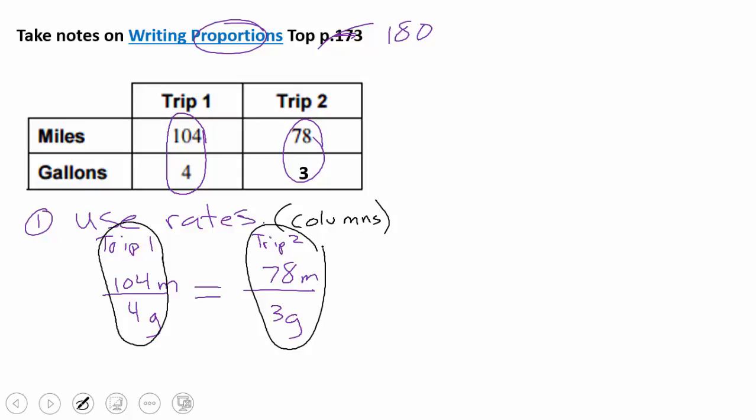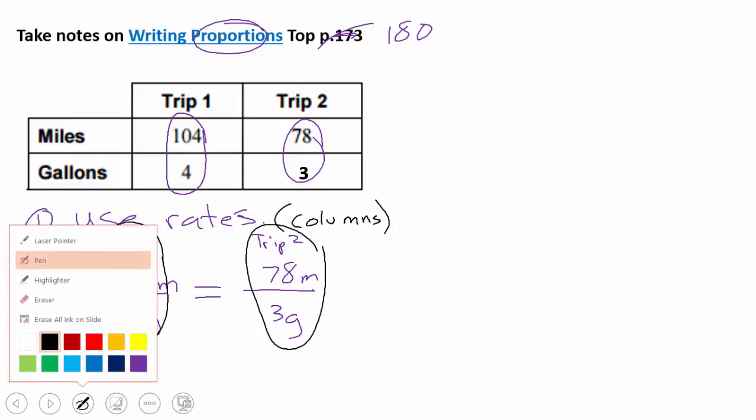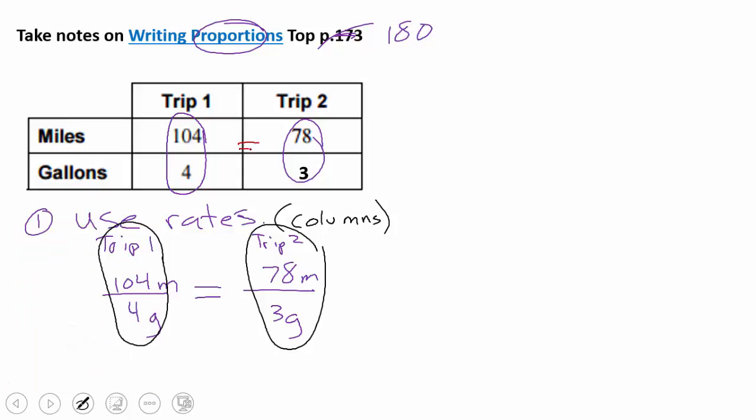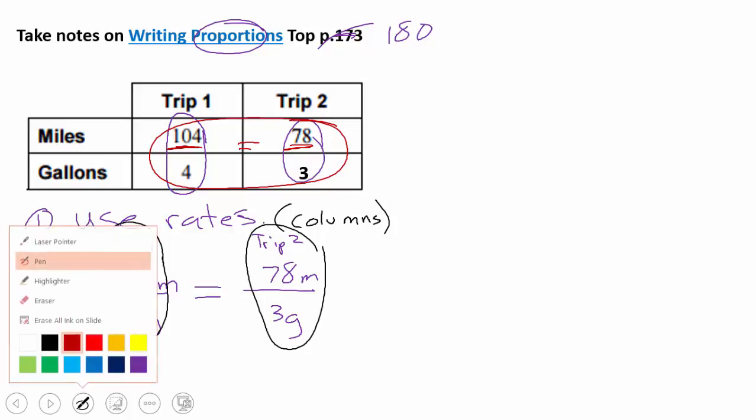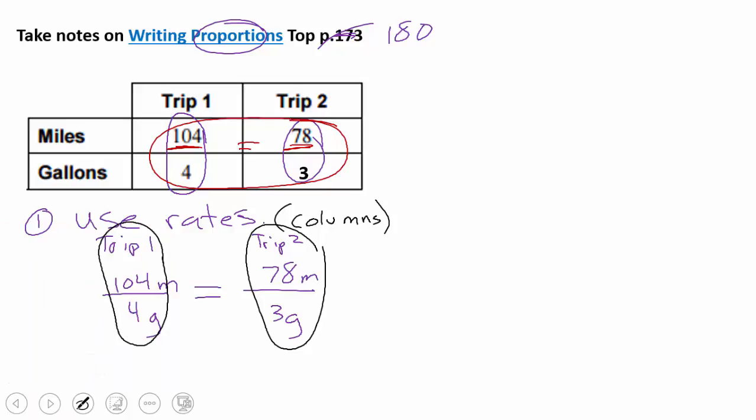Now notice, this 104 over 4, 78 over 3 kind of looks like the table. I could actually just take and stick an equal sign in here, put this bar here, and I have that very proportion written right there. Using columns, which I like to call rates because I'm going different units, miles to gallons. My second way that I talked to you and told you about was to use ratios.